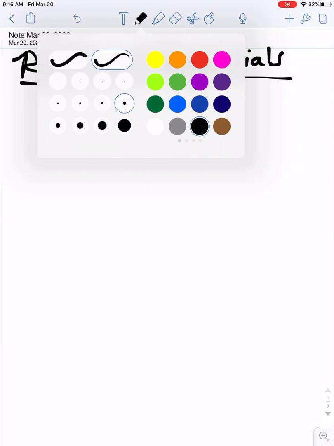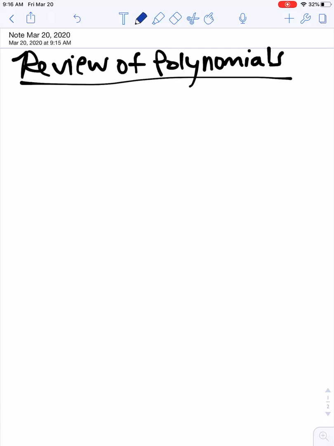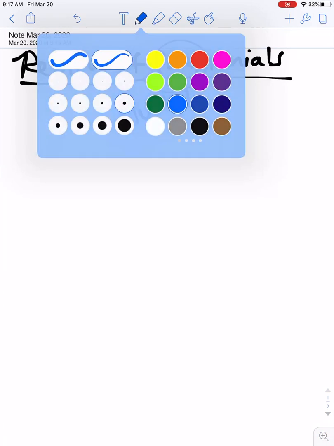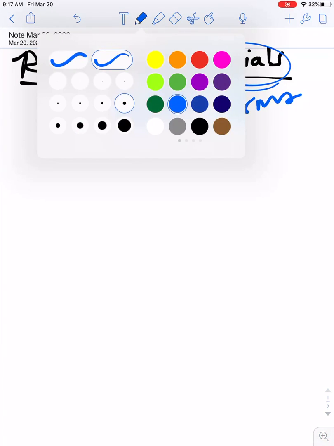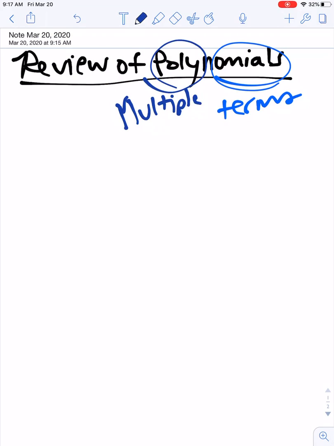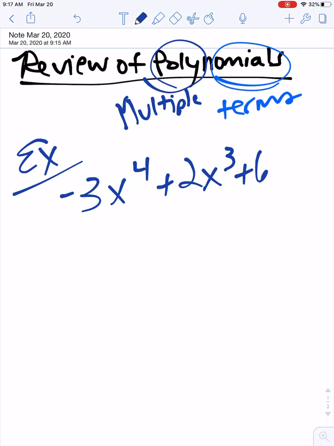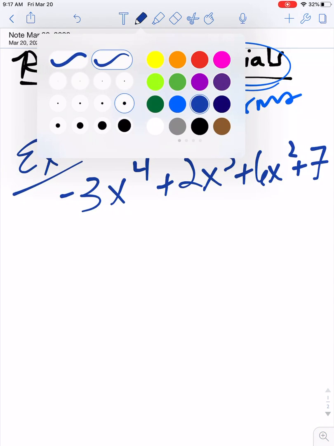So, Advanced Algebra B starts with a review of polynomials. Now, if you don't remember, polynomial is poly, meaning multiple, and nomial, meaning terms. So a polynomial is something with multiple terms, all right? An example of that is something like negative 3x to the fourth plus 2x cubed plus 6x squared plus 7, all right? So you can see that it has more than one term in it. Very basics.